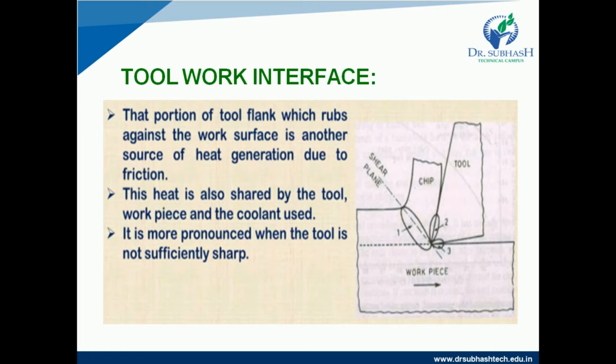Another portion where heat will be generated during machining is the tool work interface, where the tool flank rubs against the workpiece. We already discussed the tool geometry, and in that we studied the flank. The flank of the tool, which rubs against the work surface, is another source of heat generation due to friction. This heat is also shared by the workpiece and the coolant used.